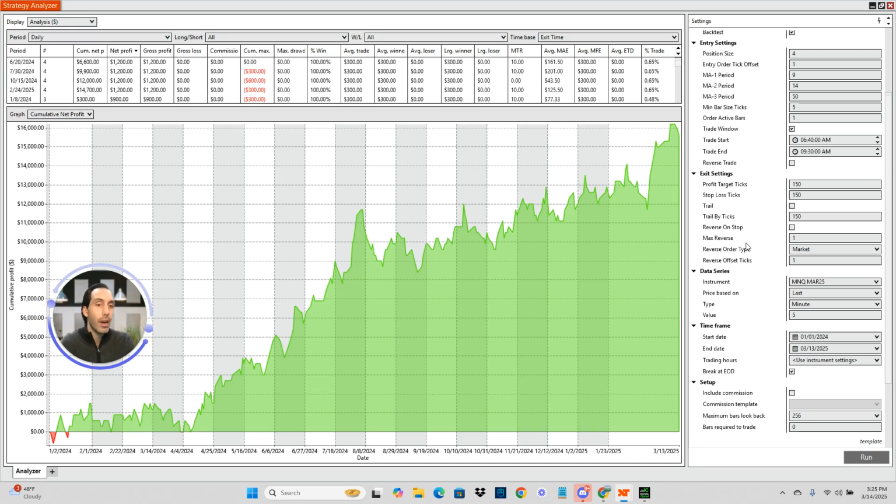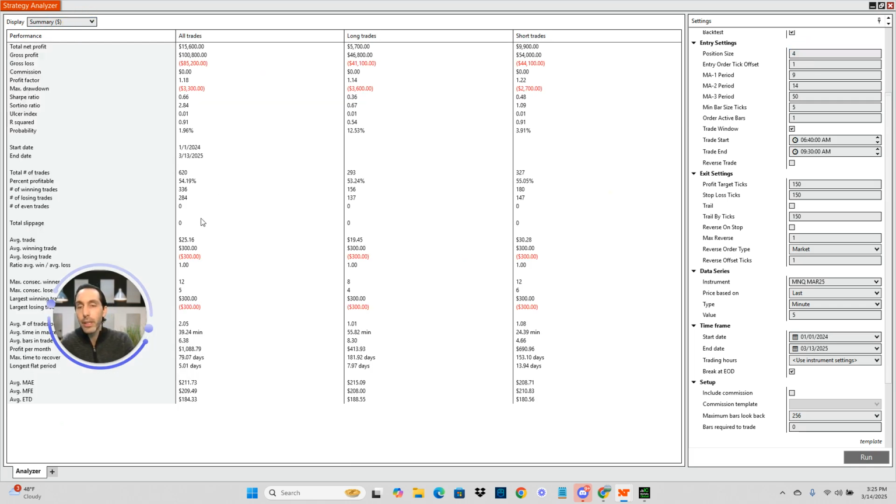Okay. One of the other things you can mess around with is your position size. So right now, if we go look at the summary, this bot is winning right around 54% of the time, and it's going for a 1-to-1, right? It's averaging a $300 risk with 4 micros at a 150 tick stop loss. If you want to increase that, you can.